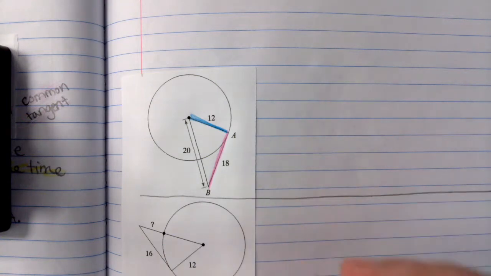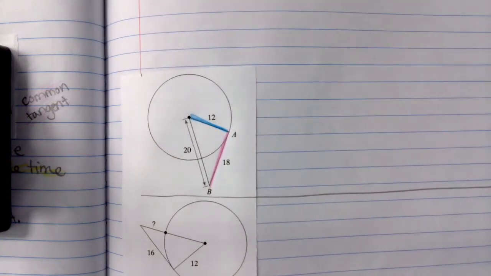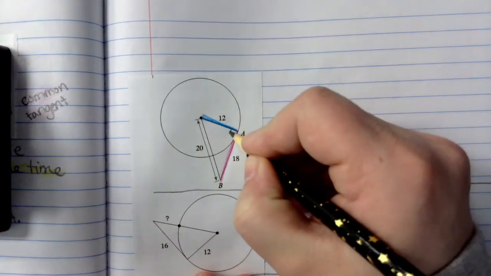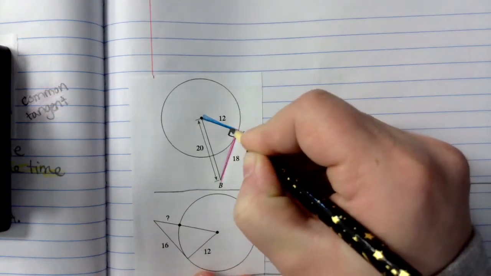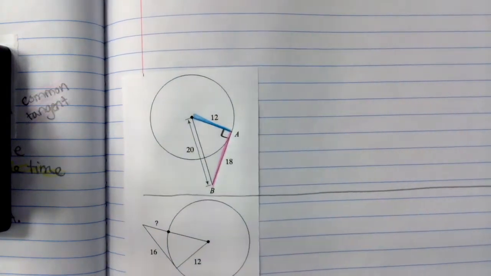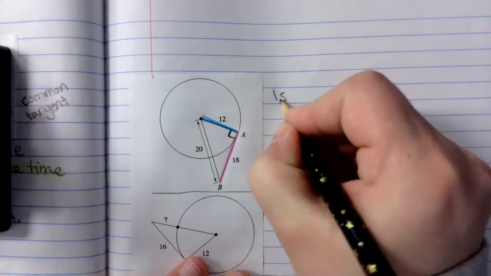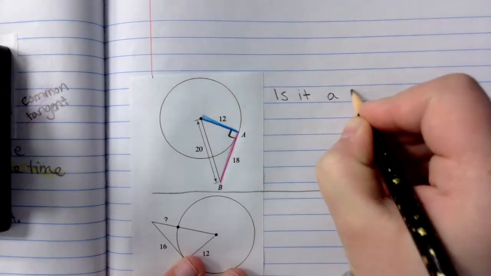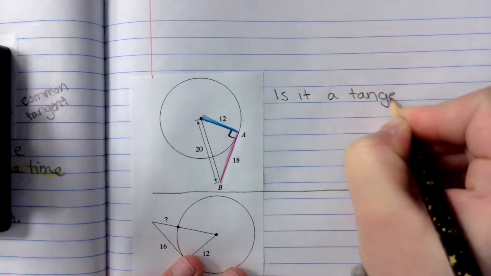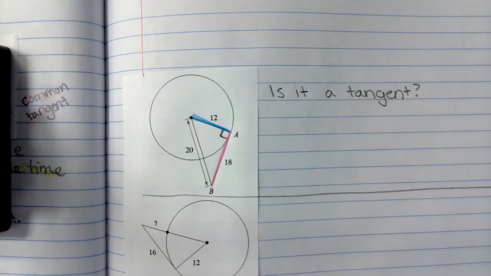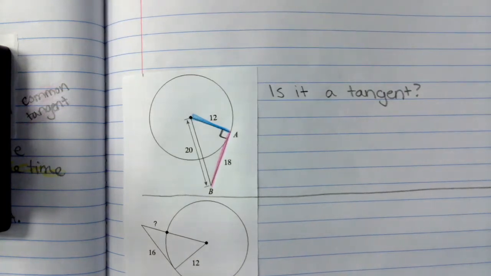Alright. So, because we have a radius and a tangent, we know that those two should cross at how many degrees? It should be 90 degrees. So now we have a right triangle. Here's my question: I want to know, is it a tangent? If it's a tangent, it should be 90 degrees. Is there a theorem that has to do with right triangles? What theorem has to do with right triangles that we use quite often?